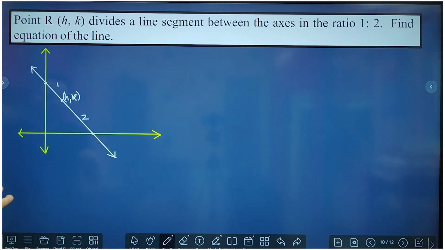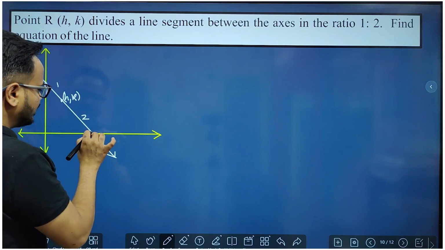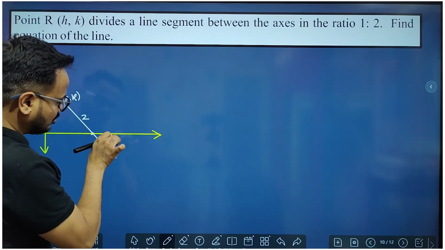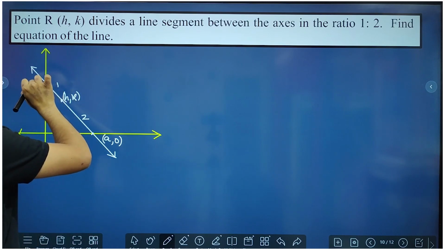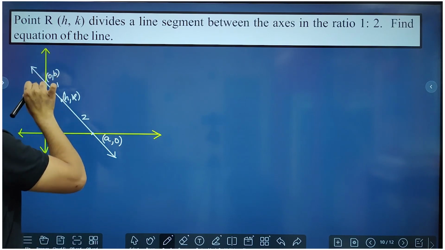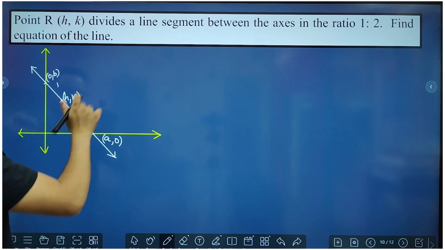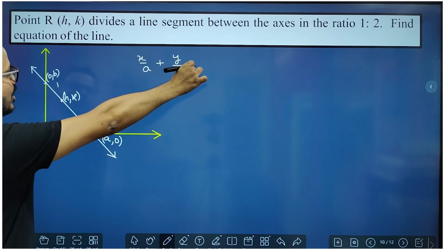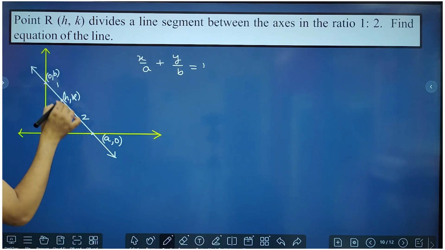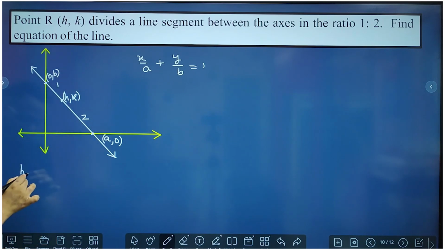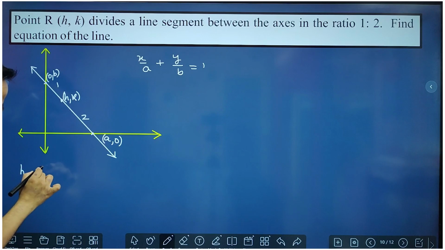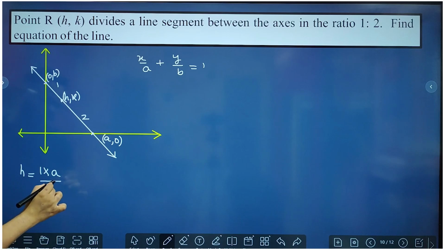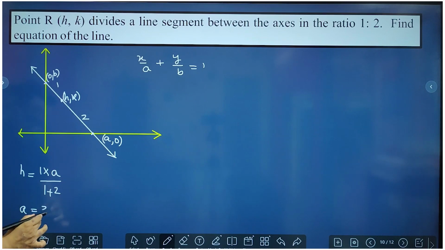Okay, so now let us say that this point is (a, 0) and this point is (0, b), because the length of this intercept is b and the length of this intercept is a. So the equation of this line is x/a + y/b = 1, and using the section formula we can derive a relation. h is 1 into a plus 2 into 0, divided by 1 plus 2. So we can say that the value of a is 3h.